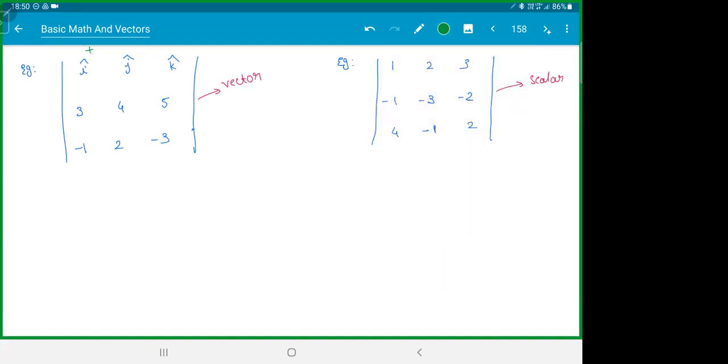So how you do this? Plus, minus, plus. I cap into 4 into, you have to cross multiply, minus 12, minus 10. Minus J into minus 9 plus 5, plus K into 6 plus 4. Anyone didn't get this thing, ask me. I'll show you where you messed up if you have a problem. You got it, then it is great. 4J plus 10K.